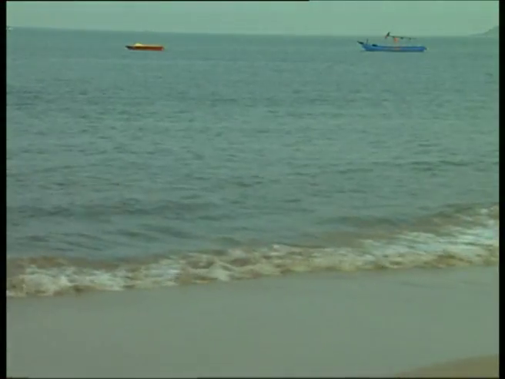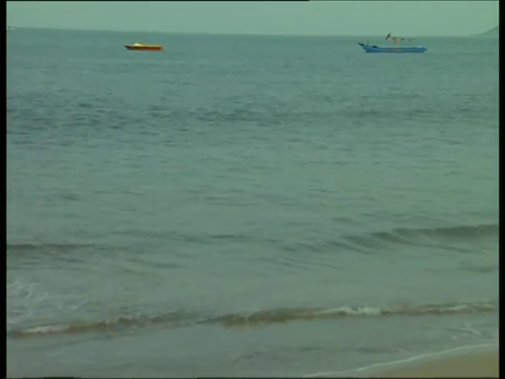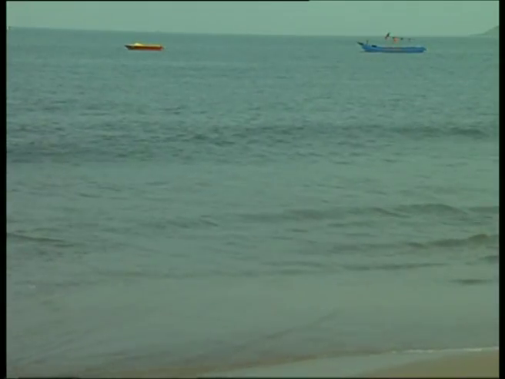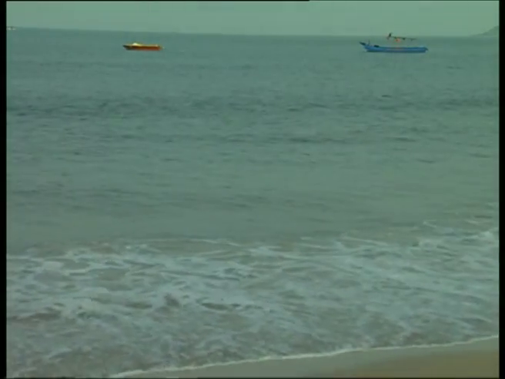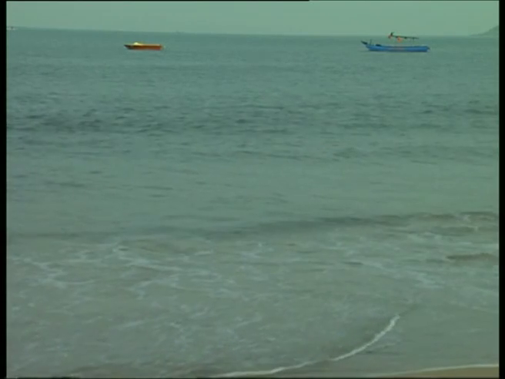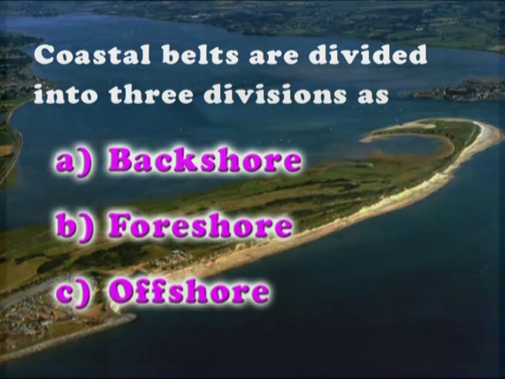This limit varies with reference to location and time. Along the coast, we could notice a high tide zone and a low tide zone. These two are observable water lines up to which the tides normally swash the coast. It happens every day. The average water level between the high tide and low tide is considered as the mean sea level. Coastal belts are divided into three major divisions as backshore, foreshore and offshore.